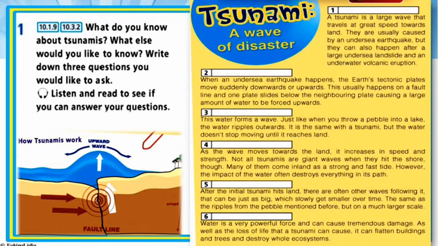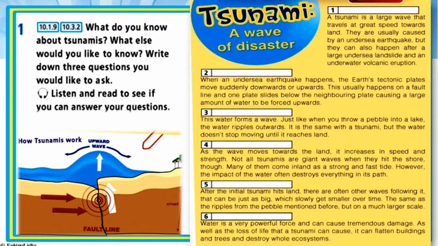After the initial tsunami hits land, there are often other waves following it that can be just as big, which slowly get smaller over time. The same as the ripples from the pebble mentioned before, but on a much larger scale.